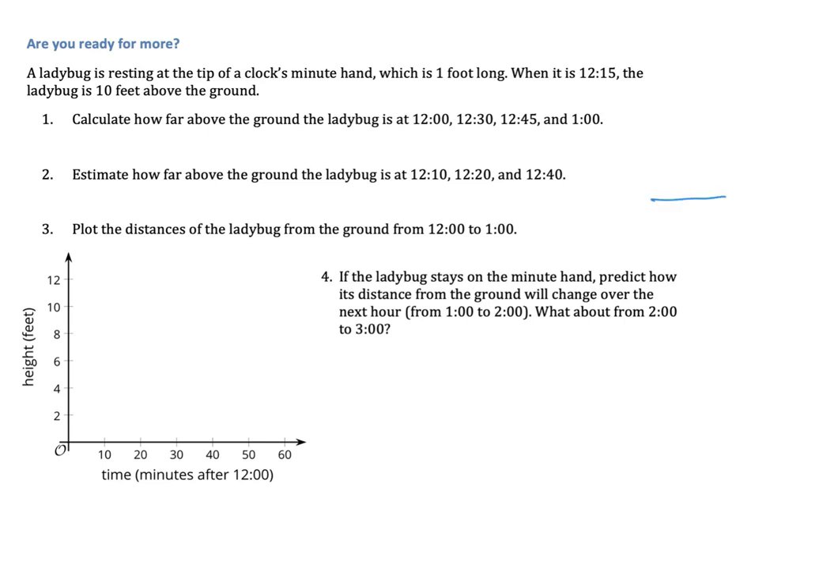So if I make the ground here, I'm going to make a clock up here. So here's the center of the clock. The ladybug is at the tip. So we'll say here, it's 10 feet off the ground when it's 12:15. So 12:15, it's going to be over here, right? It's going to be 1, 2, 3. This is 12. So at 12:15, the ladybug has to be pointing directly to the right. So this is 10 feet above the ground right here.